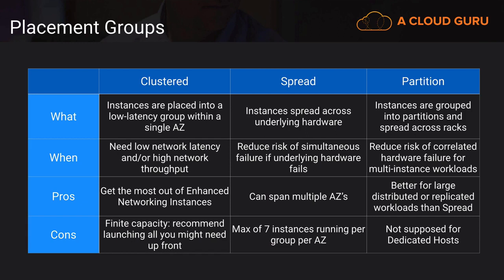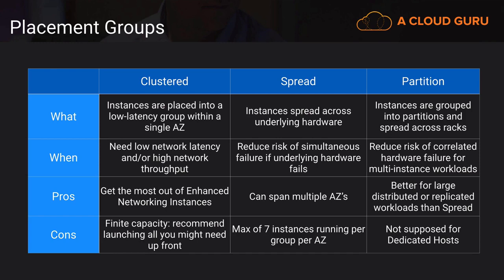Now, the benefit of a clustered placement group is that we can benefit from enhanced networking throughput and very low latency. The downside is that clustered placement groups have a finite capacity. There's only so much that you're going to be able to jam onto one physical rack. So it's generally recommended that if you're going to use a clustered placement group, you provision all the instances that you need up front, because it may be very difficult to add an instance to that clustered placement group later down the road, since maybe there's no capacity.